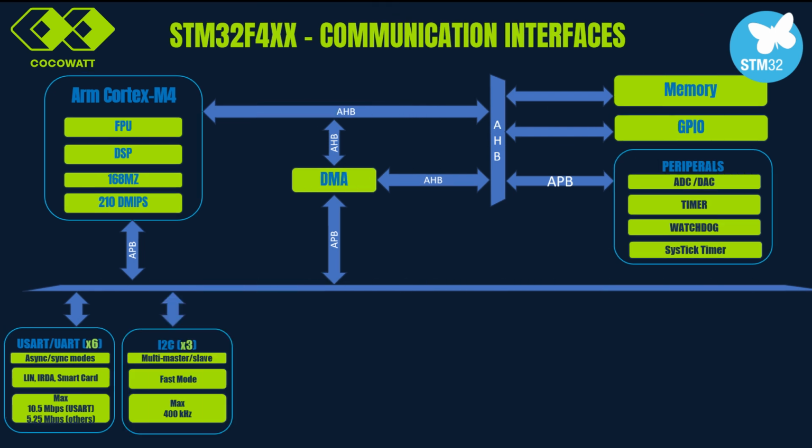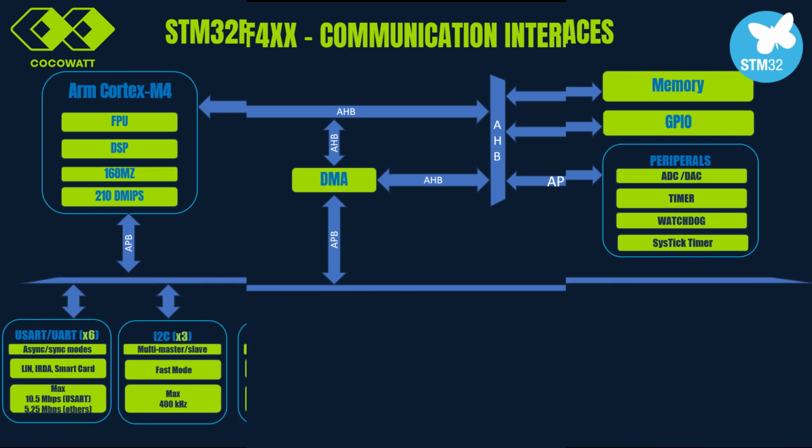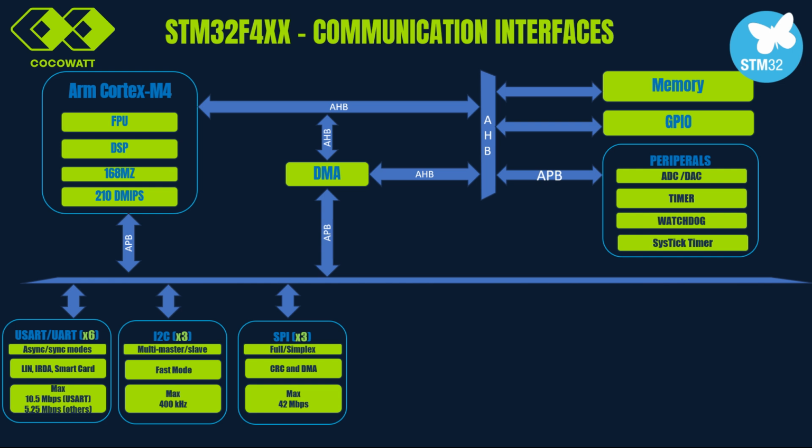With 3 I2C interfaces, this STM32 supports multi-master and slave modes. This is capable of speeds up to 400 kHz in fast mode. This STM32 has 3 SPI interfaces, supporting full duplex and simplex modes with speeds up to 42 megabits per second. It includes CRC support and DMA integration.